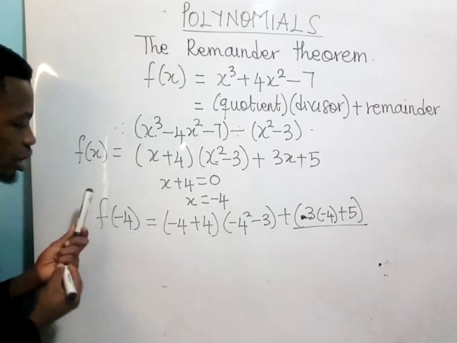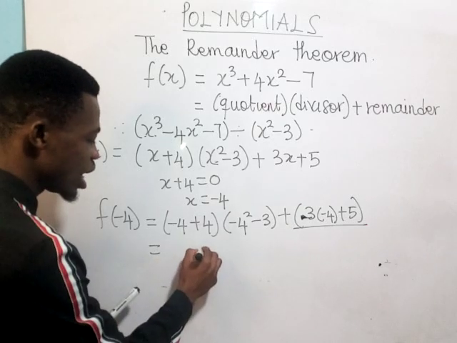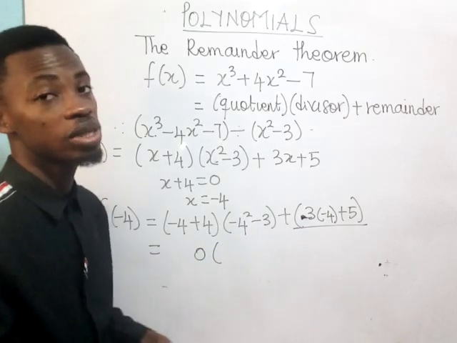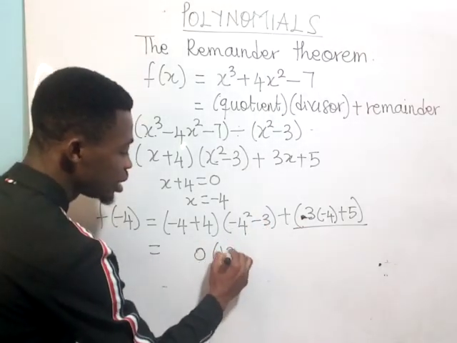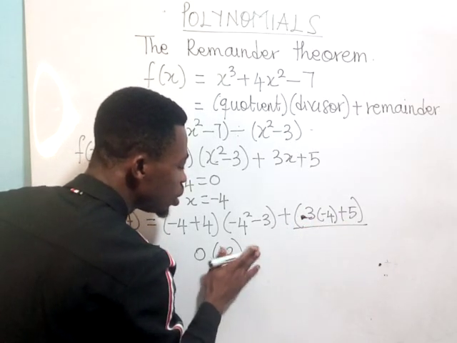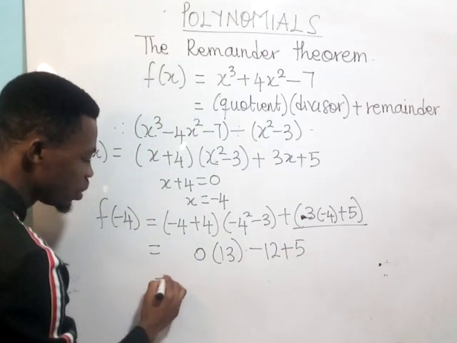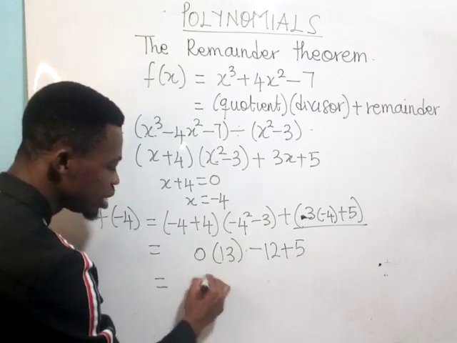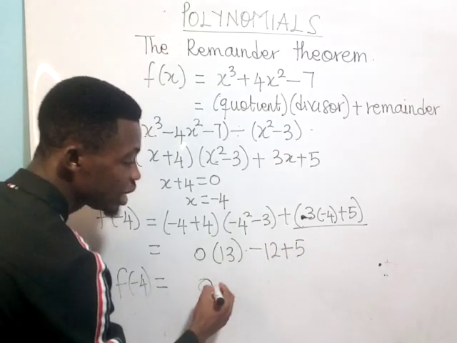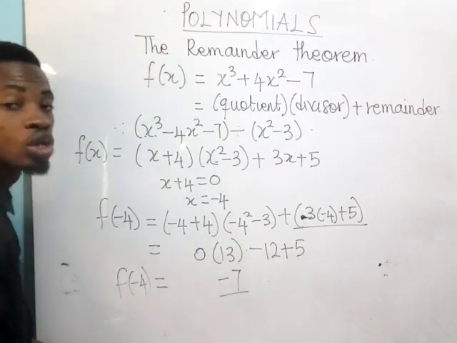Now let's see. Negative 4 plus 4 will give us 0, and 0 is going to multiply negative 4 squared minus 3. Negative 4 squared is positive 16, minus 3 is 13, plus our remainder, which is now negative 12 plus 5. Here 0 times 13 is 0. We are still working with f of negative 4, and this is going to give us negative 7. So this is what it means.